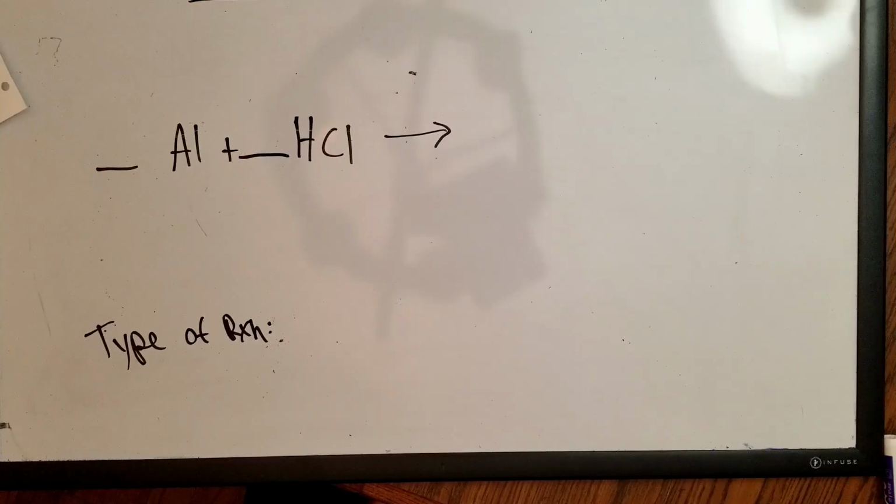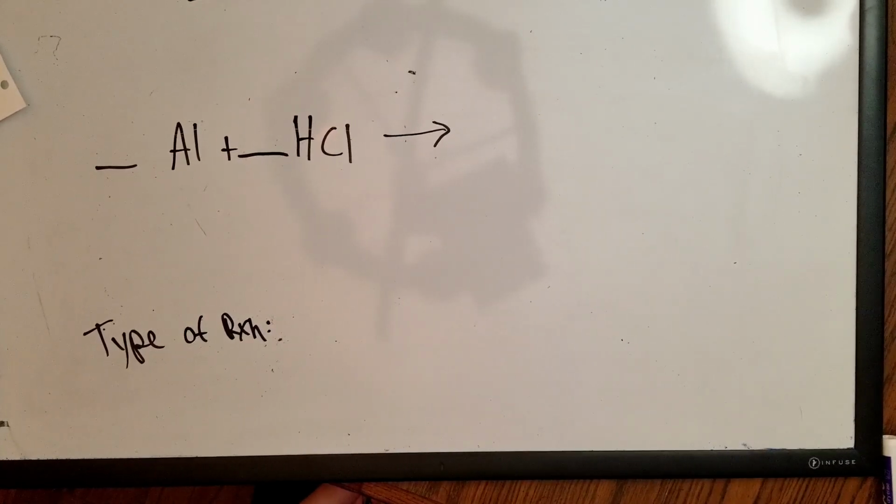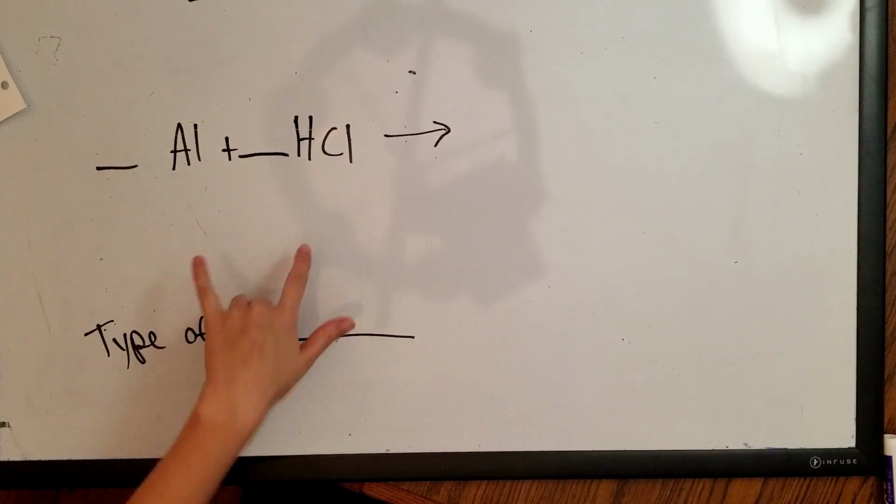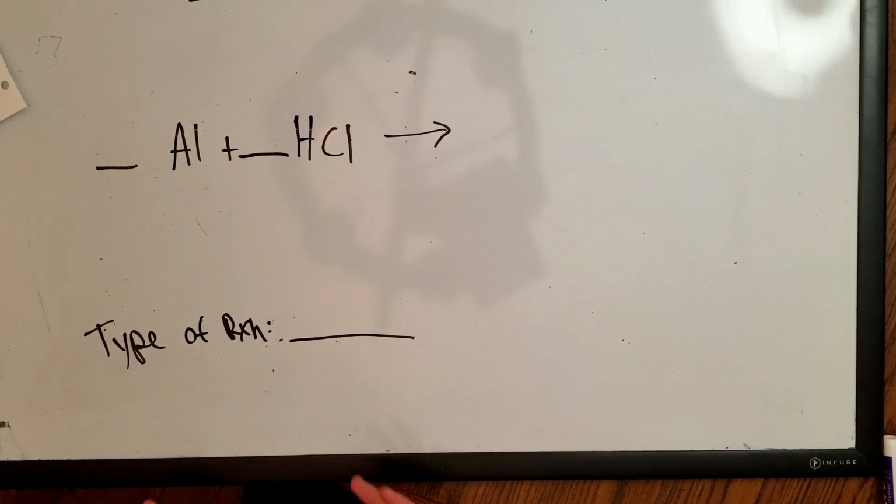Let's try another one. All right, so we're going to work on predicting products. While we do this, we're also going to balance the equations and identify the type of reaction, just because those are things we need to know how to do as well. So let's start out with identifying what type of reaction it is. Now, you might think this would be difficult because we only have the reactants, but it actually tells us enough in order to indicate the type.